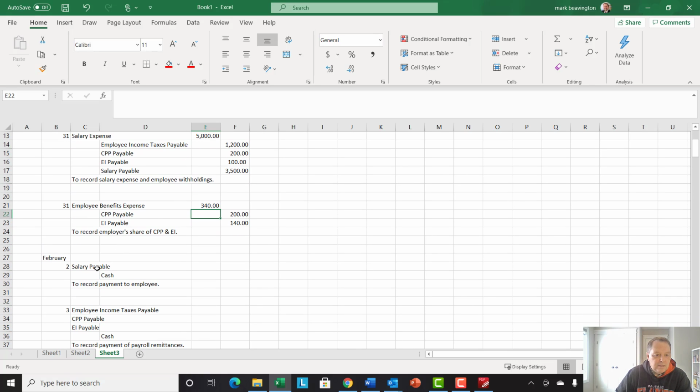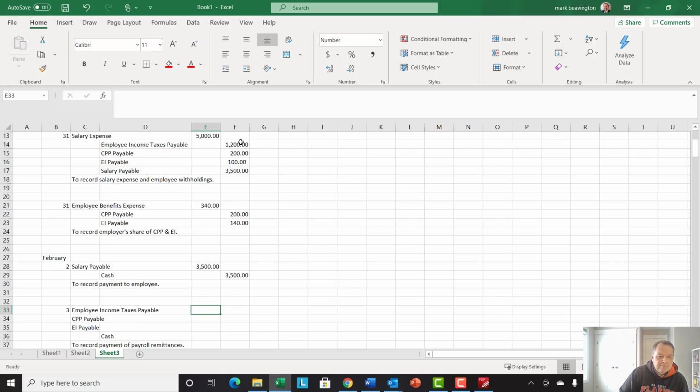All right, so then here we actually pay the salary. The salary was $3,500, so by debiting $3,500 salary payable, we wipe out that balance that was in there, and we pay out cash to the employee at $3,500. And then we need to pay Revenue Canada, and the date is February the 2nd that we actually paid that.